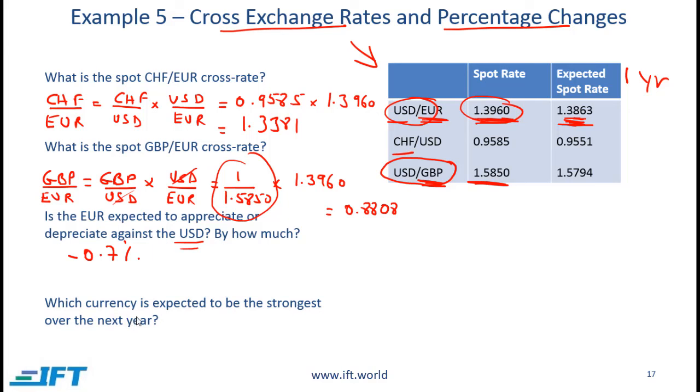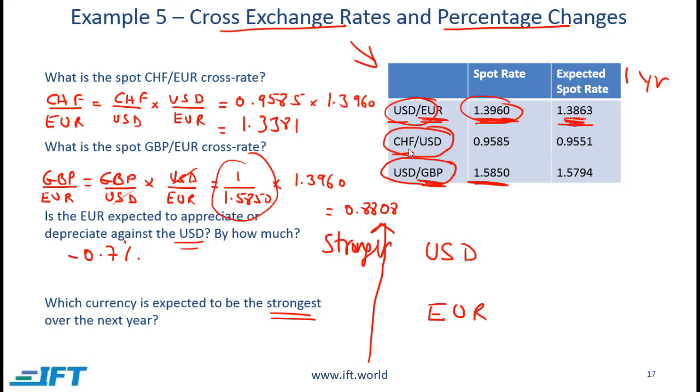Which currency is expected to be the strongest over the next year? This is an important point. The strongest currency is the one which appreciates the most, or in this scenario, the currency which is expected to appreciate the most. So let us do a very basic exercise here before we solve any numbers. Between the USD and the euro, clearly the USD is expected to be stronger than the euro. So if we are to just on a vertical axis depict the various currencies, where higher means stronger, what about between the USD and the Swiss franc?